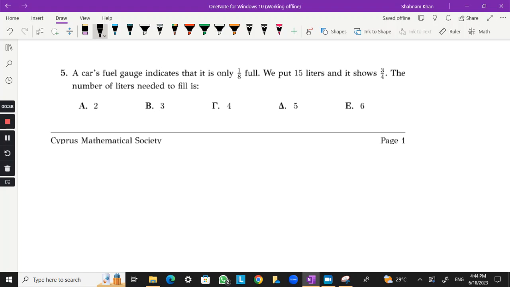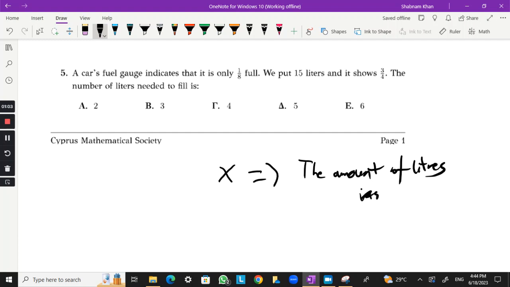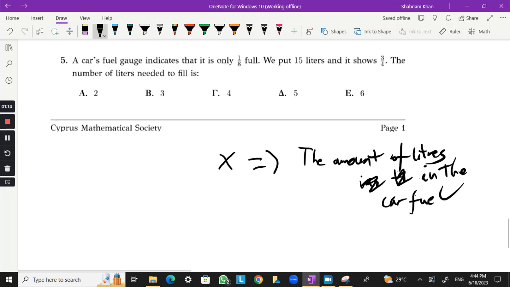So what we can say is that the fastest way is to create a linear equation. An equation uses a variable, obviously, so we take x. X here will represent the amount of liters that the car takes. So the amount of liters in the car fuel, basically representing car fuel in liters. So we mean the whole thing.